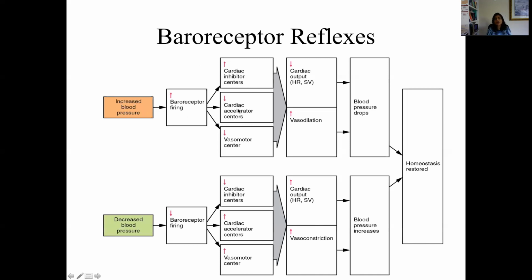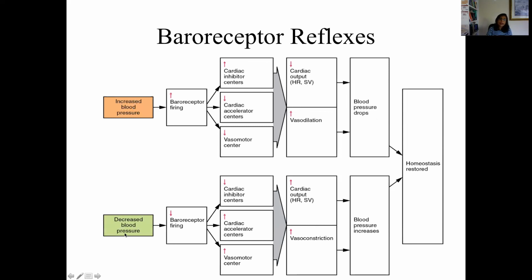You would turn off sympathetic activation. So decreased cardiac output, increased vasodilation. All of these should result in a drop of blood pressure. So increased blood pressure should result in a lowering of blood pressure.